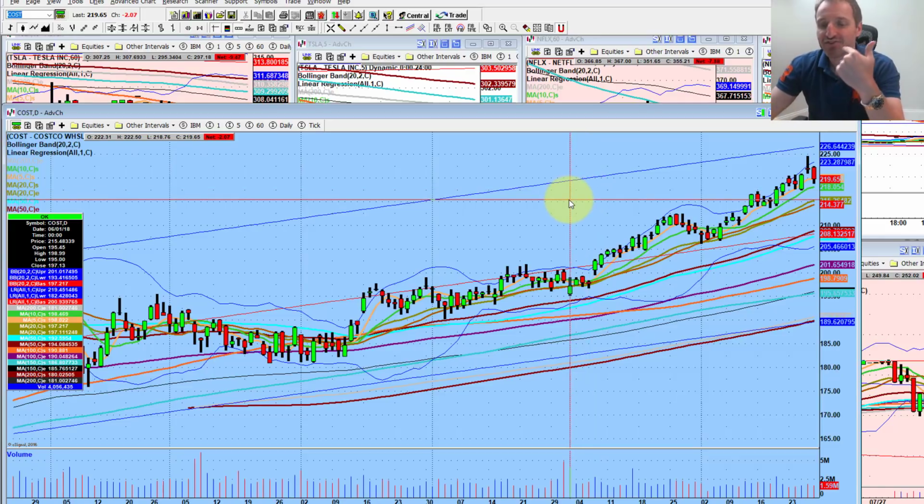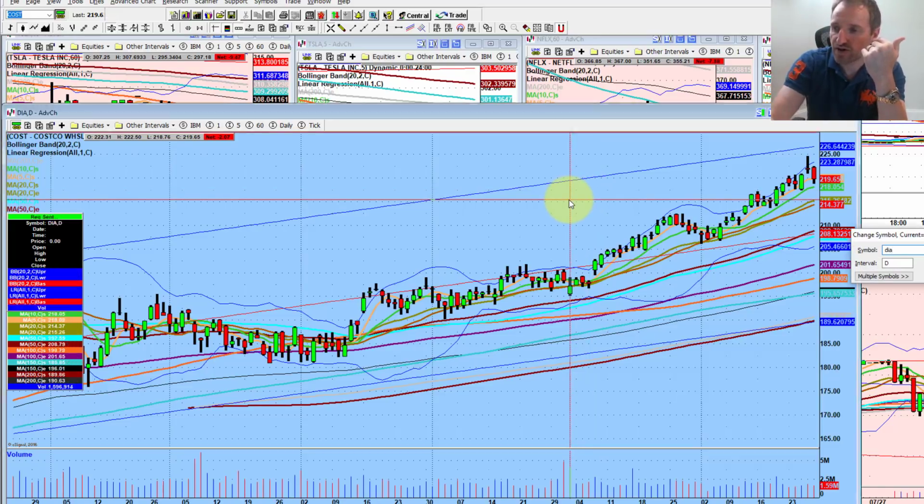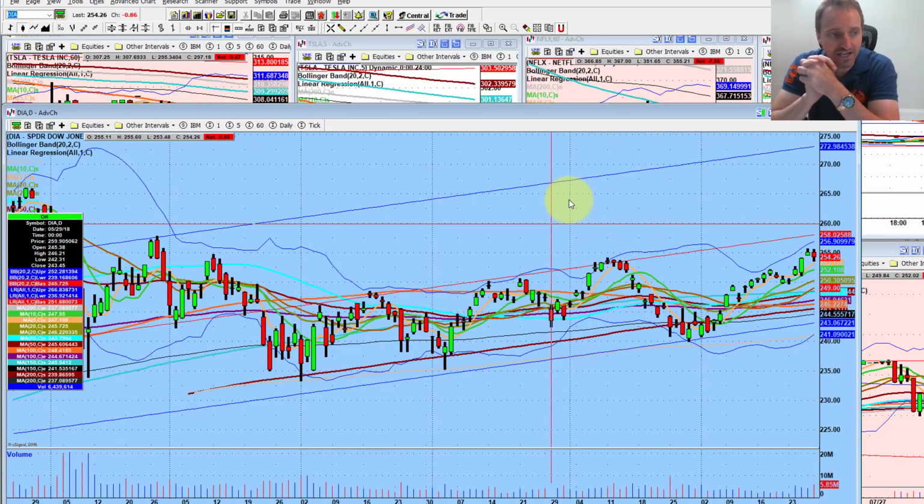And if you look at what the diamonds did, which is the ETF of the Dow Jones Industrial Average, you look at the Dow for the week. The Dow gained 1.6%. Very, very solid move. The S&P 500 gained 0.5%. Here's where the disconnect starts to happen.